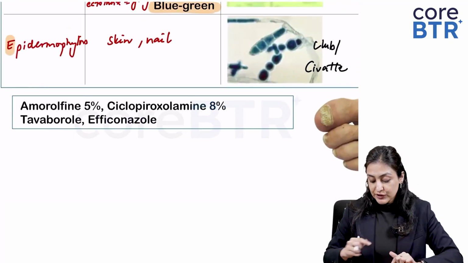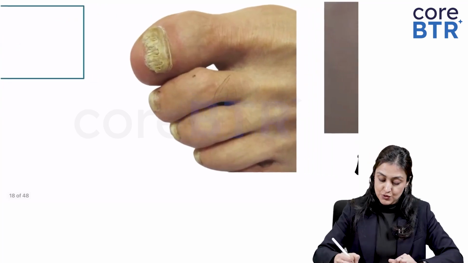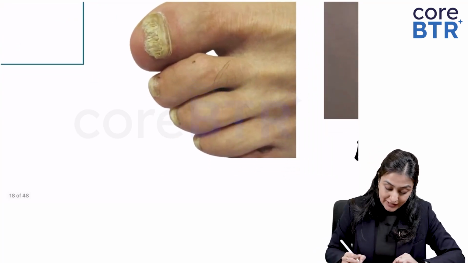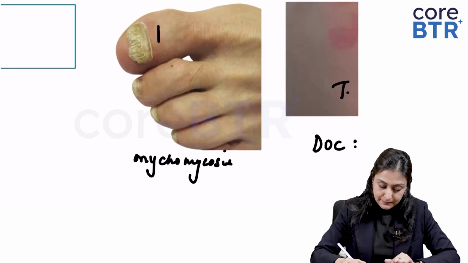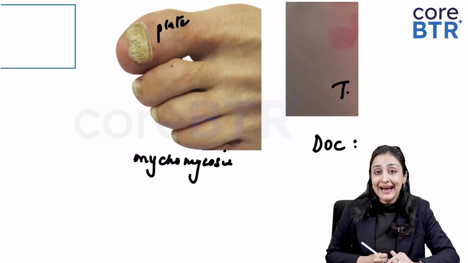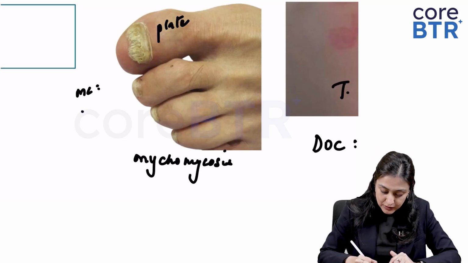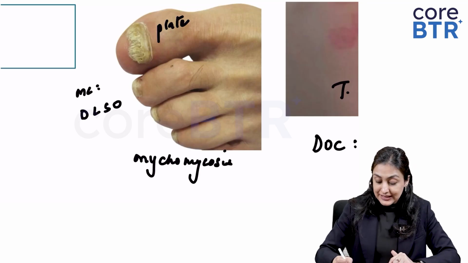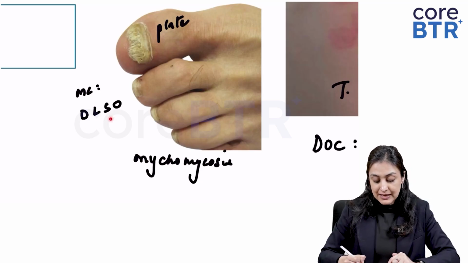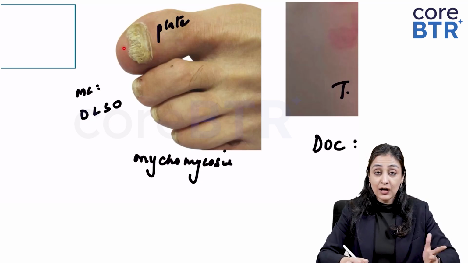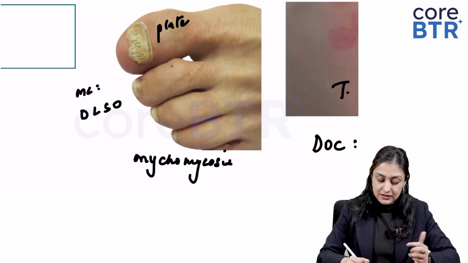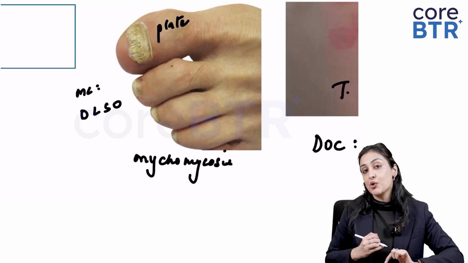Then let's talk further about nails now. So nail infection is called onychomycosis. Onychomycosis is where you have the nail plate getting involved. So it's the plate that gets destroyed, and the most common type is what we call DLSO. Distal, lateral, subungual onychomycosis. So it sounds tough, but it's not. Distal, obviously it'll be distal, lateral and subungual. So that's the most common form.